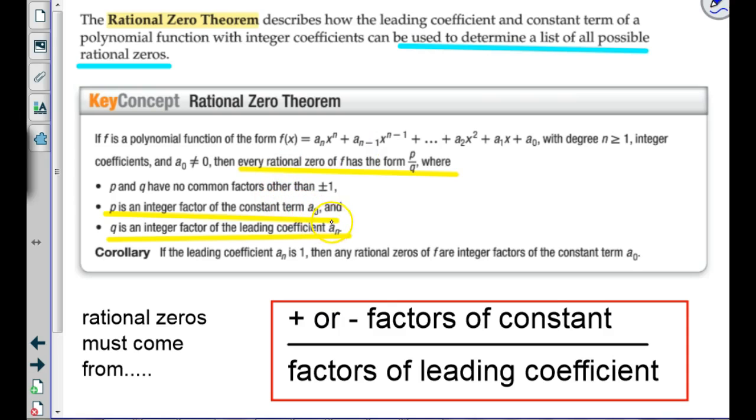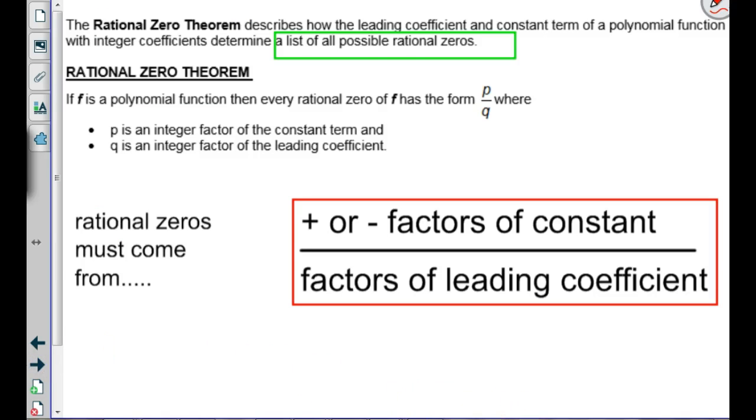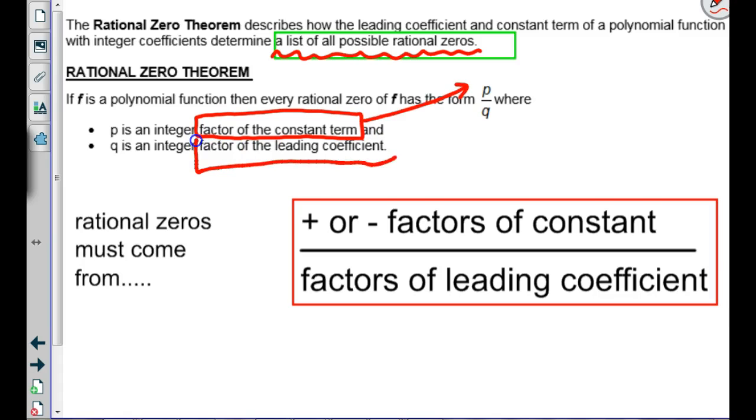Every polynomial function that has any real solutions, we can determine if there's any rational solutions using this theorem. It says, and this is what it looks like on your notes, if you want a list of all possible rational zeros, what you're going to do is find all the factors of the constant term and put those on top, and all the factors of the leading coefficient and put those on the bottom.